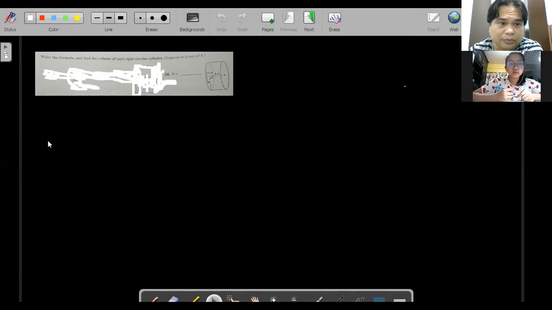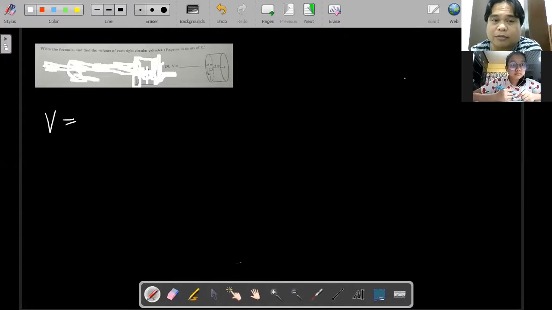Now, the cylinder. The volume of the cylinder is actually just the area of a circle multiplied by the height of the cylinder. What's the area of a circle? Talking about the formula, that is pi r squared, in which r here represents the radius of the circle. And then multiply it by the height.